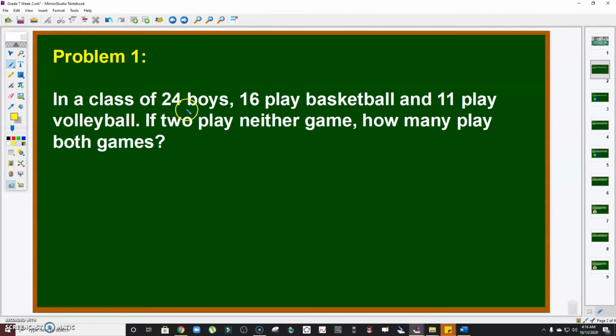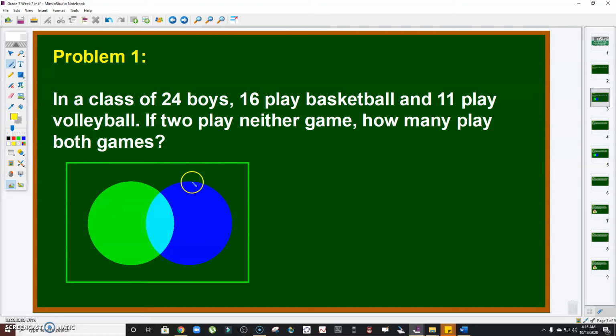Okay, problem number 1. In a class of 24 boys, 16 play basketball and 11 play volleyball. If 2 play neither game, how many play both games? So in the Venn diagram shown, let me assign B for basketball and V for volleyball. Now it says in the problem 2 play neither game, so I'm going to place 2 here.